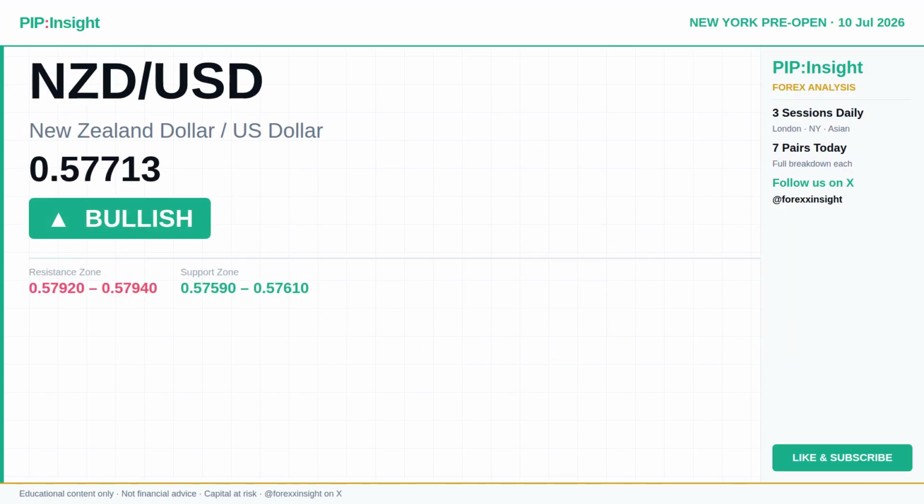Kiwi dollar. The chart is showing bullish structure on this session. The 4-hour trend is to the upside. Resistance is marked between 0.5792 and 0.5794. Support is marked between 0.5759 and 0.5761. Here is the full chart breakdown.